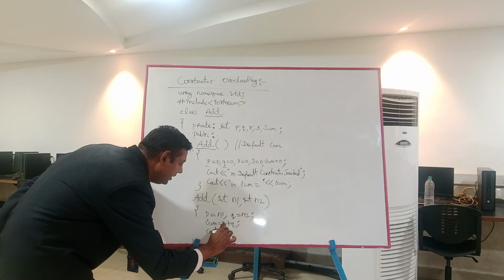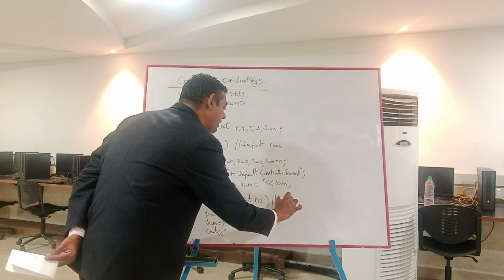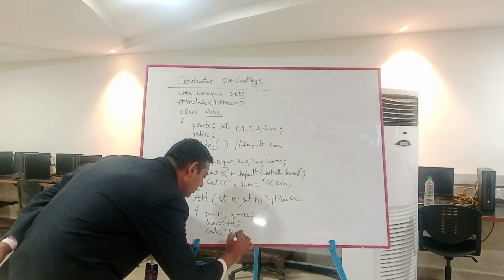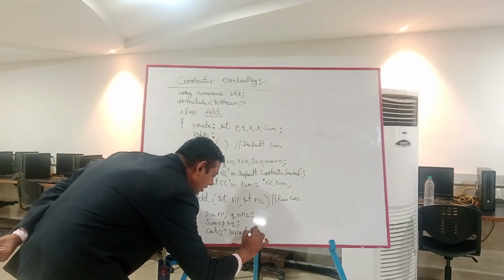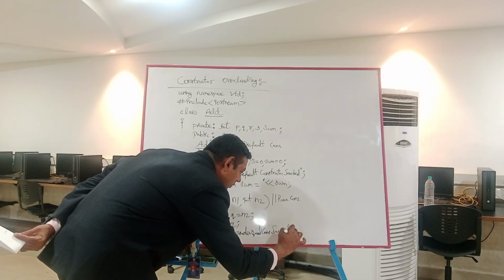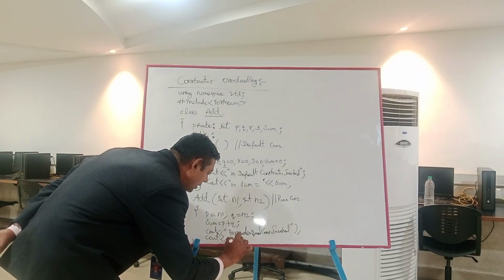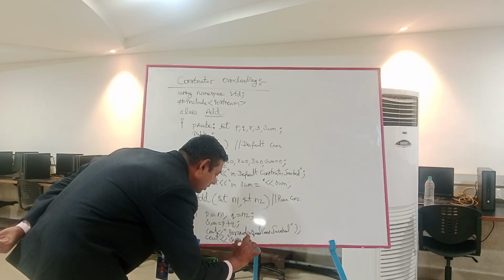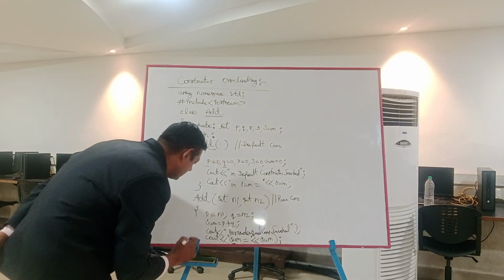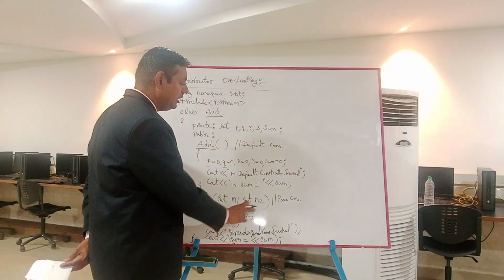Next in the cout statement I can print. This constructor is called a parameterized constructor, so I can print "parameterized constructor invoked". Next I can display the value of sum. So sum is equal to \n, sum is equal to output operator sum. So I am performing addition with the help of the parameterized constructor.